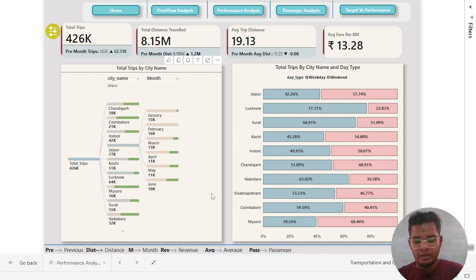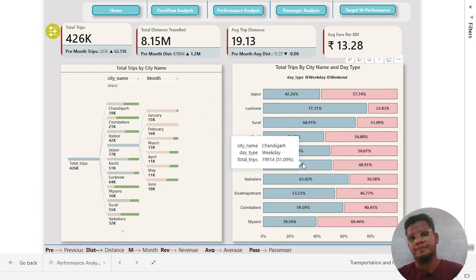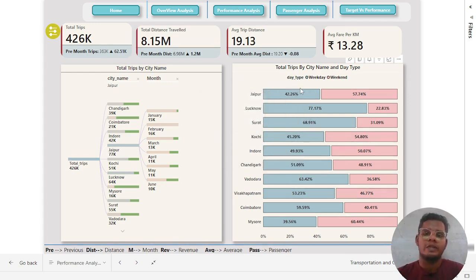And Visakhapatnam is also a business-oriented city, that's why its weekday percentage is very high and weekend percentage is very low. We may categorize the cities like that because of the presence of business people, who always want to be on time to the office, so they seek cab service. That's why the weekday percentage is very high. In Jaipur, it's a tourist place, so the weekday is low compared to weekend. These scenarios may vary from city to city.